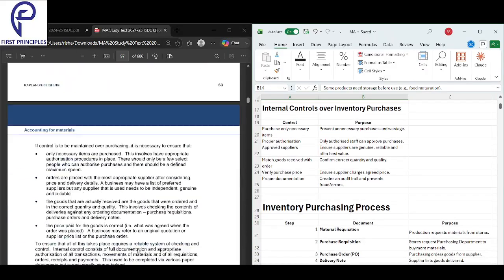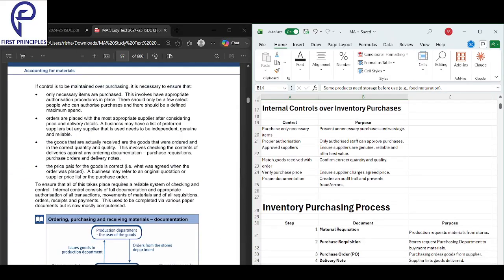Next, we look into some control over purchases. Here again, a very introductory topic. What are some controls that need to be there over purchases? Firstly, purchase only the necessary items. Stop overbuying. Second, you should have proper authorization. Only authorized staff can approve the purchases. Not everyone can approve them.